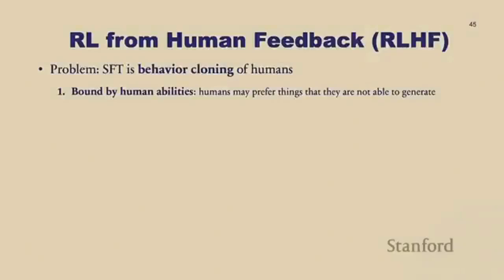Humans won't generate the things that they think are actually the best thing to generate. So if you ask me to write a book, I can definitely enjoy a book. I can probably say one book is better than another, but I'm definitely not going to be as good at writing the book that I want to read. So you're going to be bound by the human ability to generate things, even though the humans might be better at distinguishing between things. That's one issue.